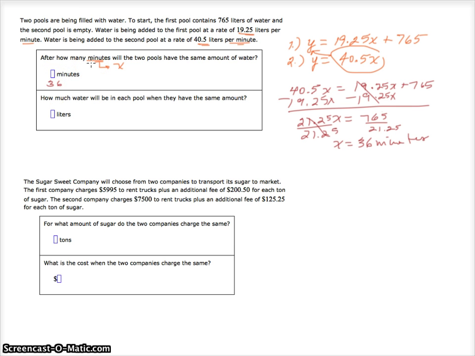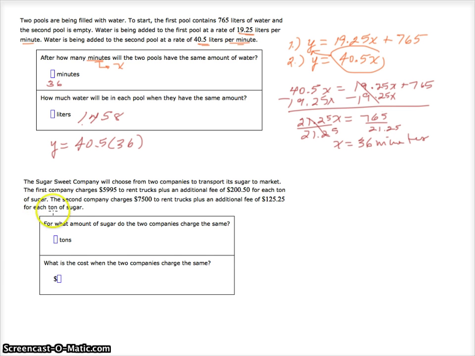How many liters? Well, let's put 36 into the equation. So I'll say y equals 40.5 times 36. And there will be 1,458 liters.